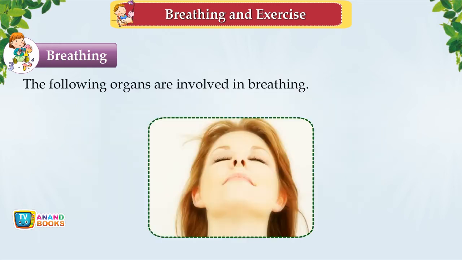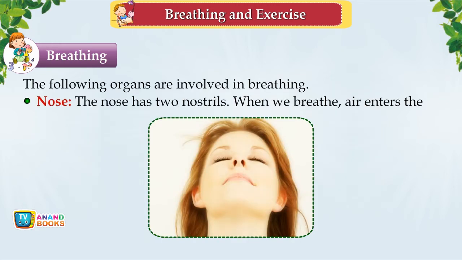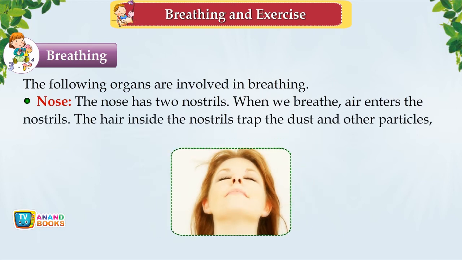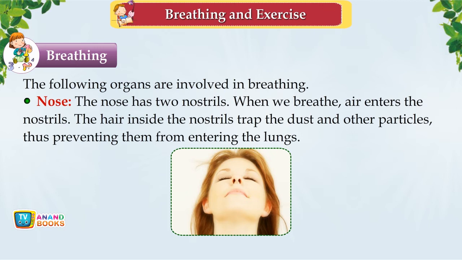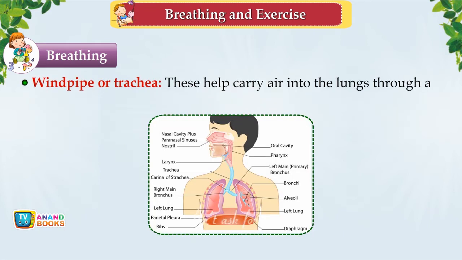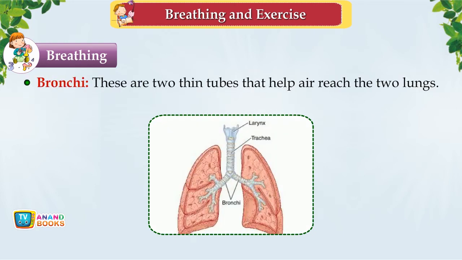The following organs are involved in breathing. Nose. The nose has two nostrils. When we breathe, air enters the nostrils. The hair inside the nostrils trap the dust and other particles, thus preventing them from entering the lungs. Windpipe or trachea. These help carry air into the lungs through a pair of thin tubes called bronchi. Bronchi. These are two thin tubes that help air reach the two lungs.